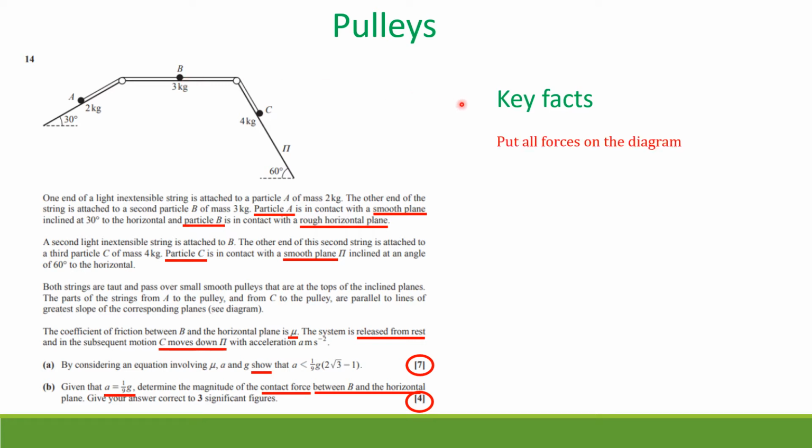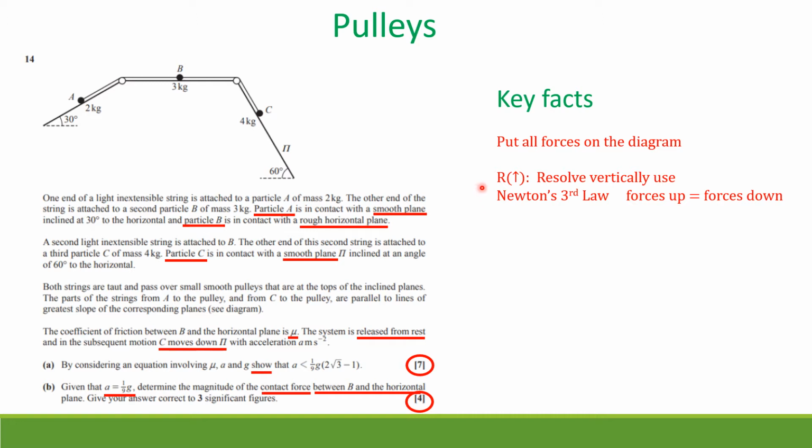Now our key facts are that we need to put all forces on the diagram. So every particle here must have a weight, so you need to include the weight on your diagram. You need to include the normal reaction force, you need to include the tension, and you need to include friction. So make sure you include all these forces at all 3 points here.